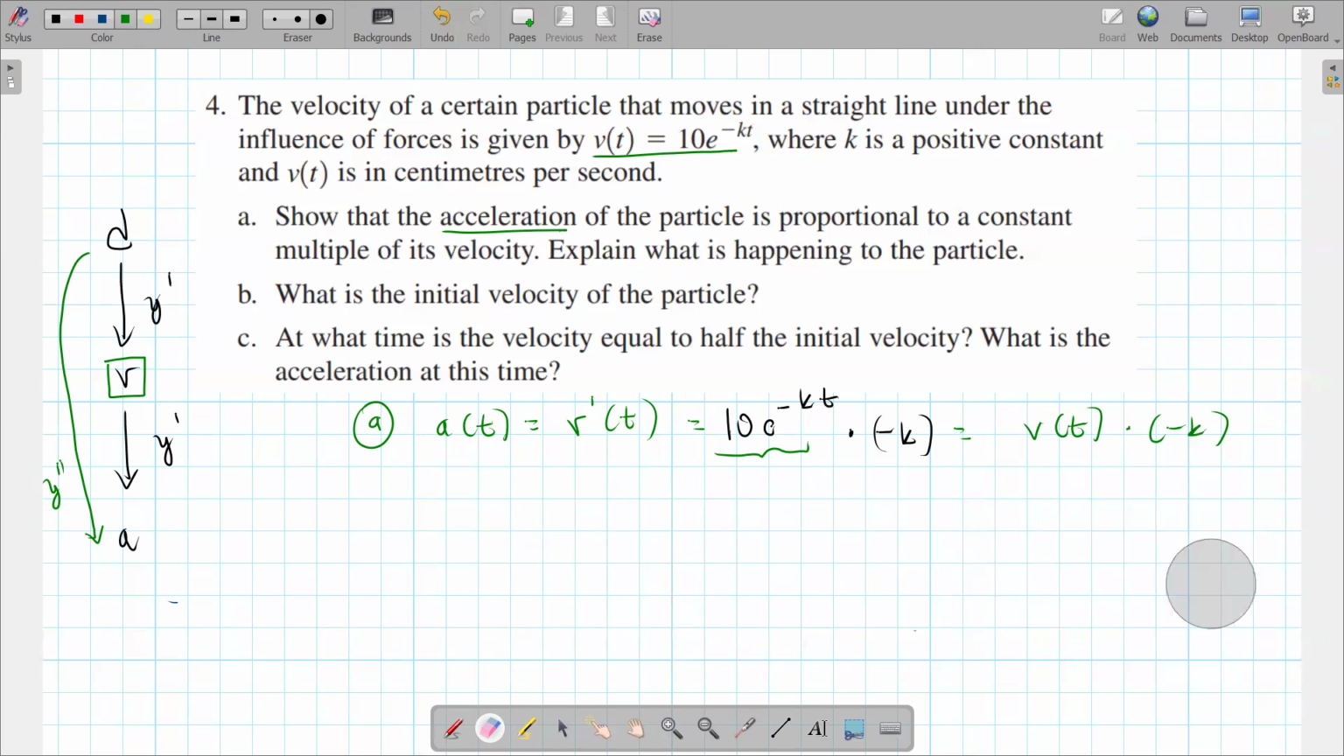Part B, what is the initial velocity of the particle? What about this one? Initial velocity. What does initial mean in terms of time? 0. So all you have to do is find v of 0. 10 times e to the negative 0, e to the power of 0 is a 1, so 10 meters per second or whatever, cm per second. Done.